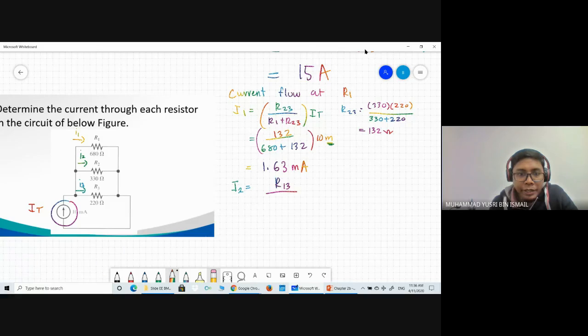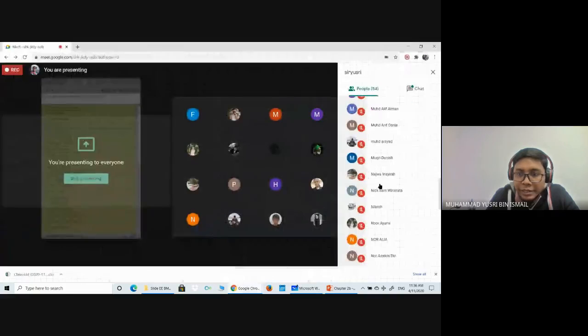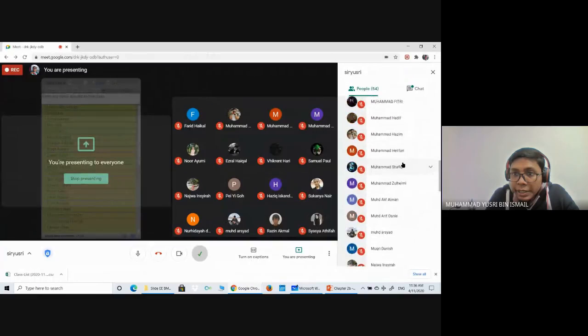Alright. Okay, so for I2 sama dengan R13 divided with R13 campur dengan R2, so times with 10 milliampere. Okay. So I2, okay, saya nak tanya student I2 sekejap.